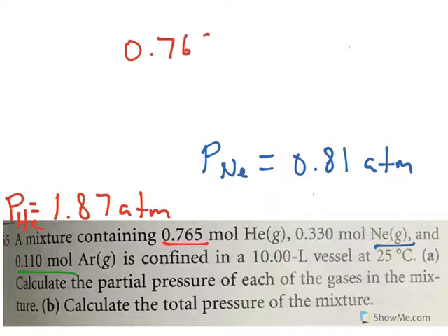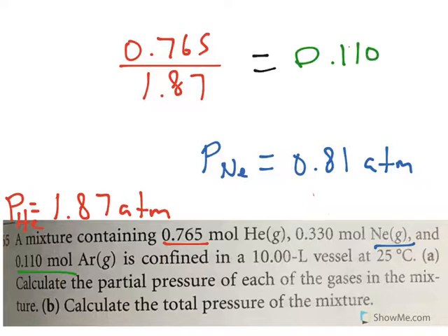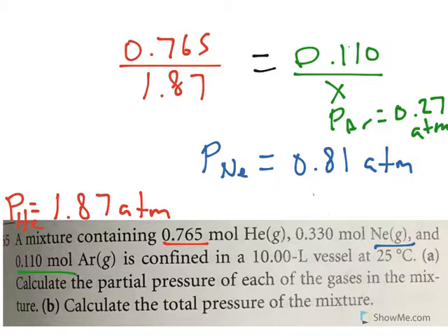If 0.765 mole of helium exerts a pressure of 1.87, then let's set up a proportion. What will 0.110 mole of argon do? And when you solve for X, we find that the partial pressure of the argon is 0.27 atmospheres. Now let's just make sure these are all logical answers. We have by far the most moles of helium and by far the fewest moles of argon, so it does make sense that our partial pressure of the helium should be significantly larger than the partial pressure of the argon.